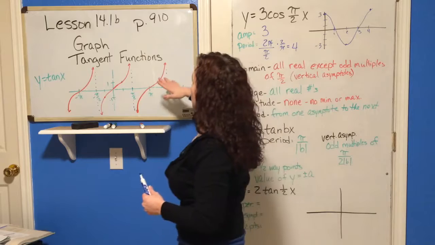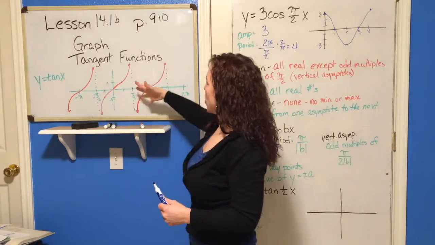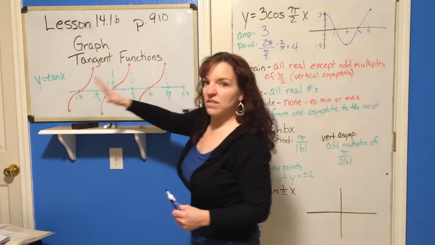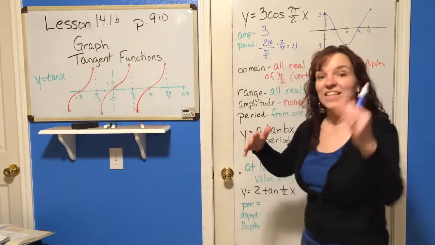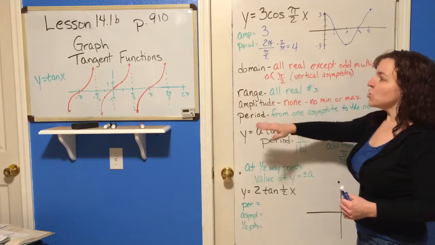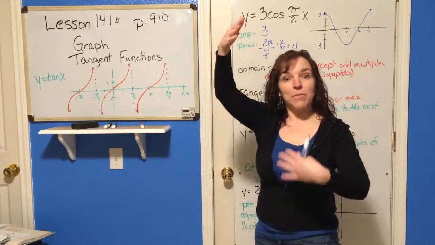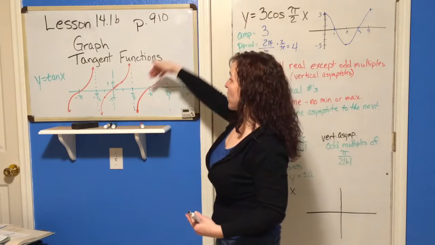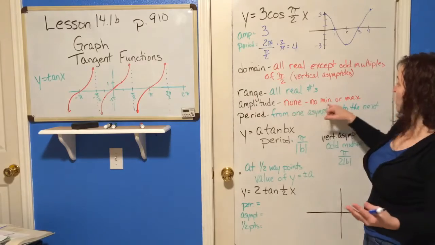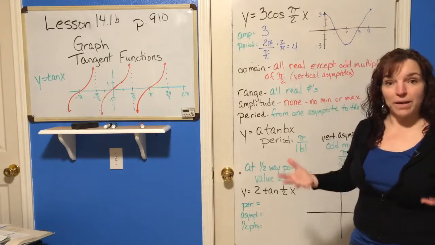So if you'll look, the domain, remember, is the x, and you've got all of the x's except where you have these asymptotes. So the domain is pretty much anything except those odd multiples of pi over 2. The range is all real numbers, okay? Instead of having a high and a low, a minimum and a maximum, you're going to go on and on forever, positive and negative. And therefore there is no amplitude because there is no minimum or maximum. There's no top part or bottom part.